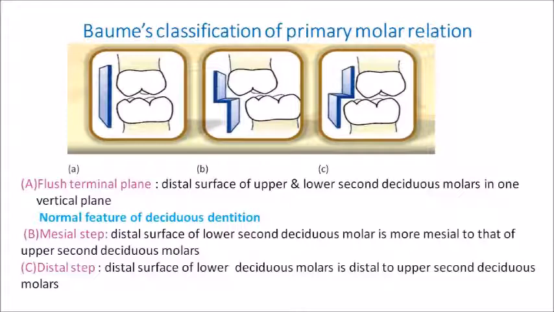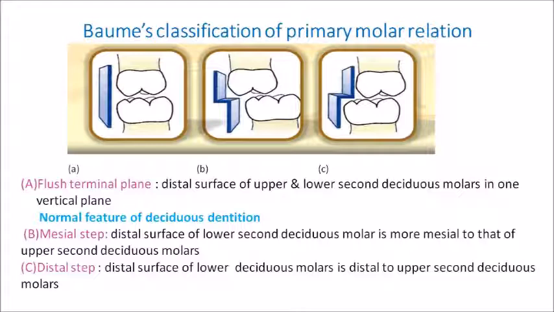The first one is a flush terminal plane. Flush terminal plane means the distal surfaces of the upper and the lower second deciduous molars are in one vertical plane, and this is a very normal feature of the deciduous dentition. The second one is a mesial step. Mesial step happens when the distal surface of the lower second deciduous molar is more mesial to that of the upper second deciduous molar, and the distal step happens when the distal surface of the lower second deciduous molar is distal to the upper second deciduous molar.